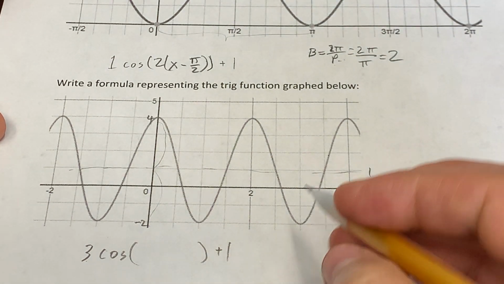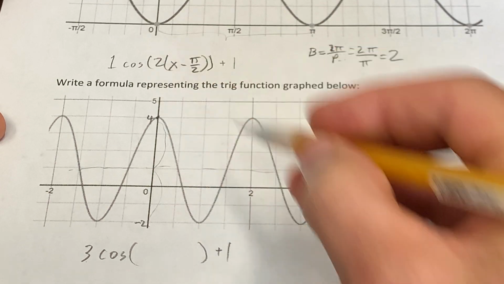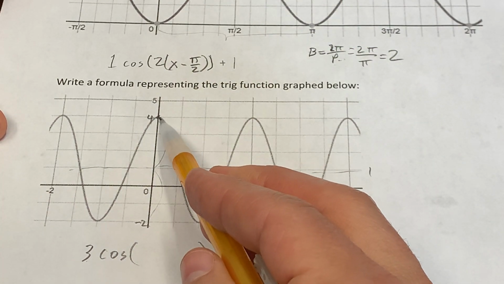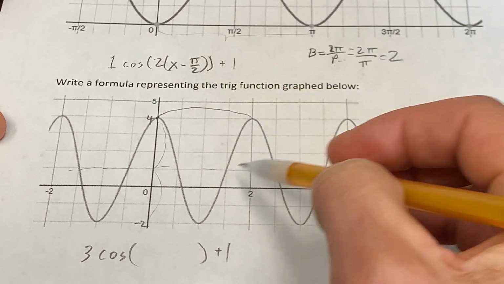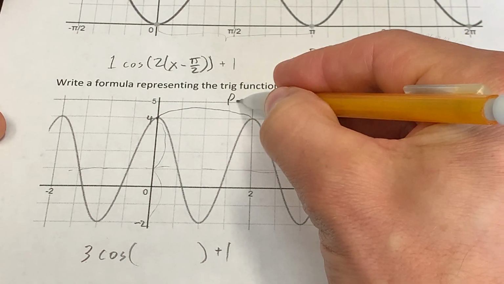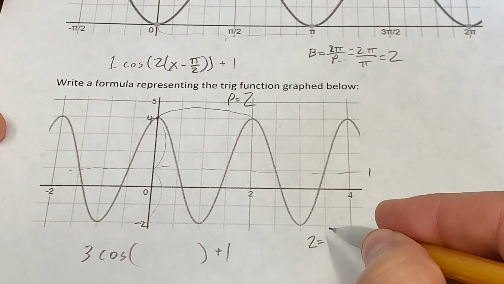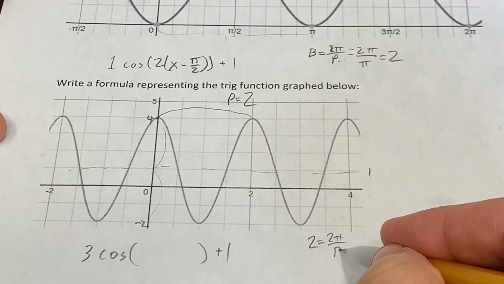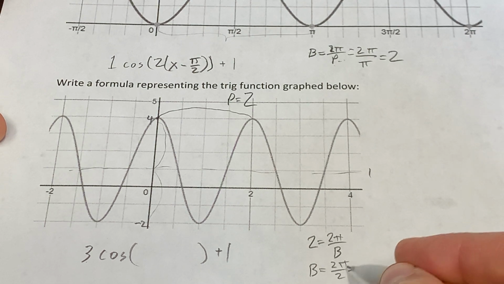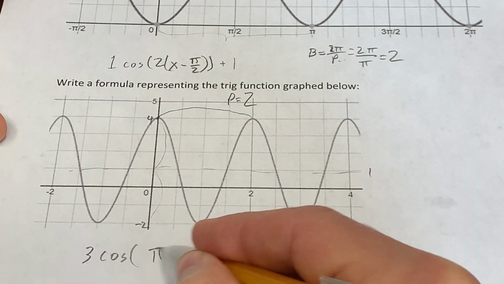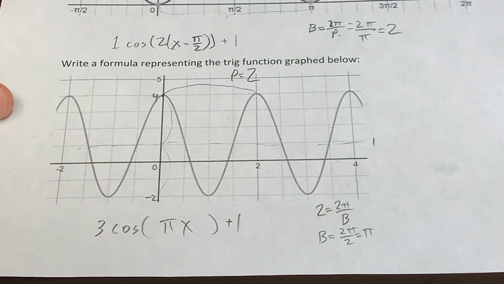Okay, what's happening inside? Well, it seems like I'm not shifted right or left. This is a standard cosine curve, but my period, peak to peak, is 2. So period equals 2. 2 equals 2 pi over b. So b is going to equal 2 pi over 2, or pi. And so I get pi x. And you can check that on Desmos as well.